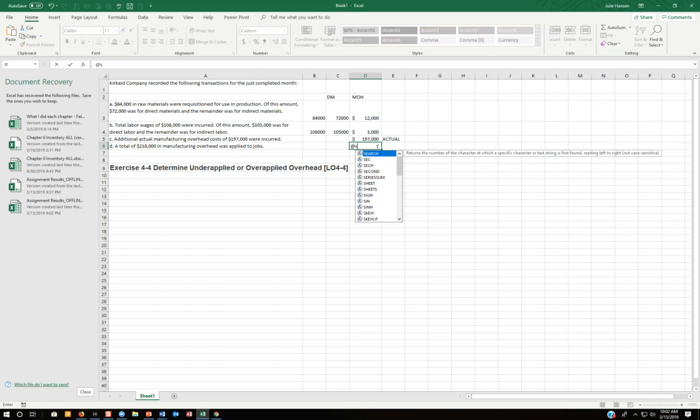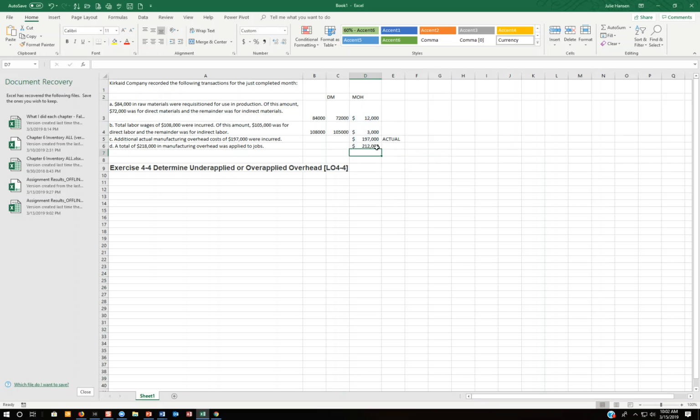So let's go ahead and do that. And that is how much actual manufacturing overhead I incurred. Then they told me that 218 was applied, so we'll write applied over here. So then, just by looking at it, you can see, well, if I actually had 212, I applied 218. What's going on here? Well, it looks like I'm $6,000 off.